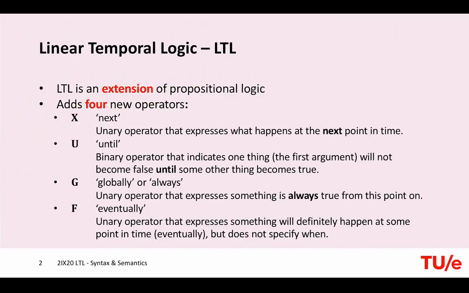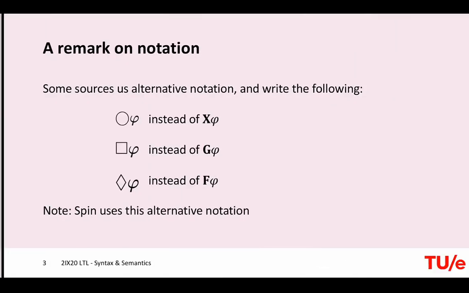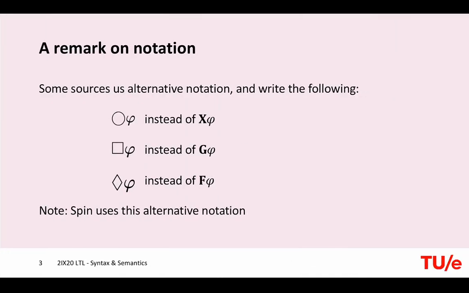So, as you may remember from the previous lecture, linear temporal logic is an extension of propositional logic that adds 4 new operators: the next operator, until, globally, and eventually. So next is X, until is U, globally is G, and eventually is F. Before we continue, I should remark on the following.